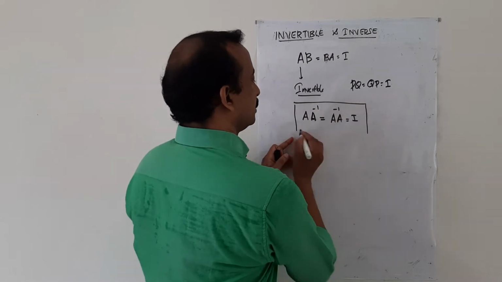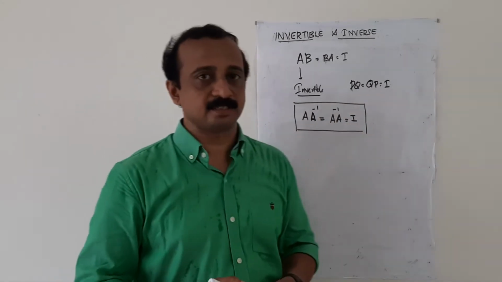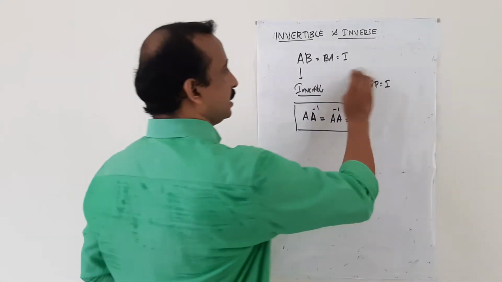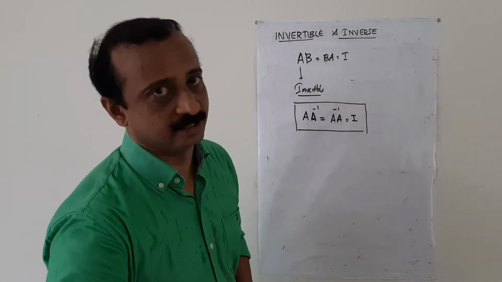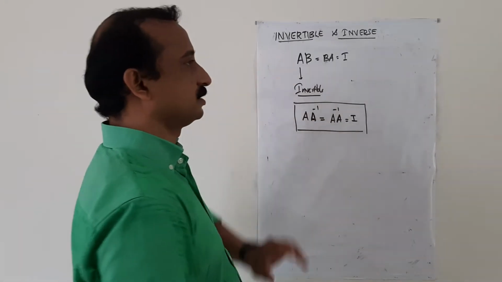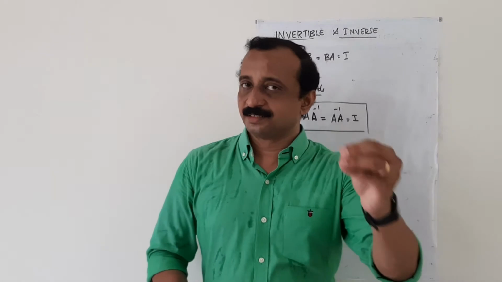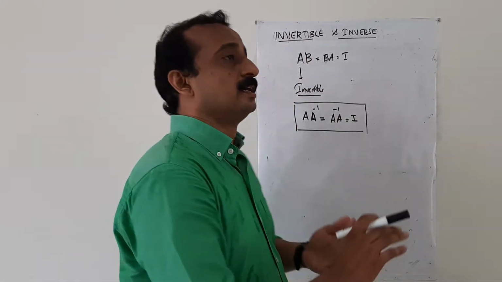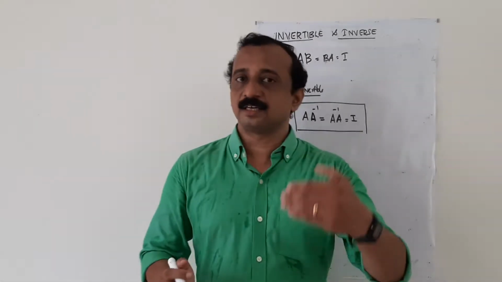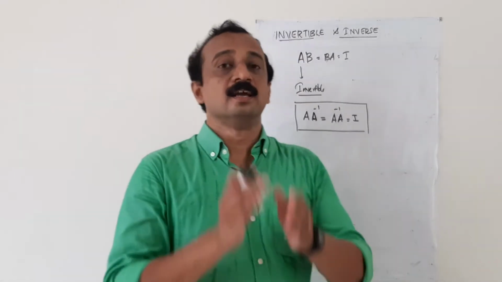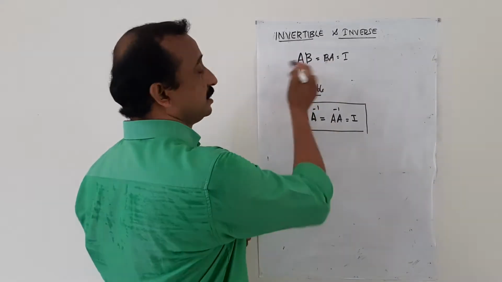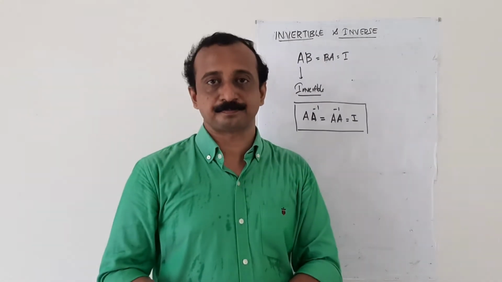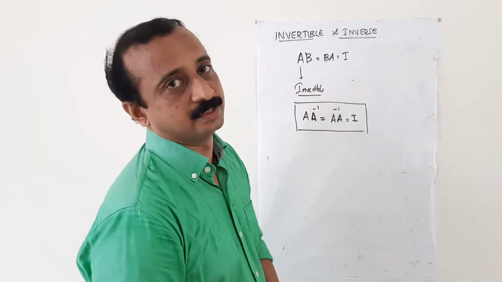That's a very important result. If A is any square matrix, then A into A inverse is equal to A inverse into A is equal to I, the identity matrix. Our first definition says that if A is any square matrix, there exists another square matrix B, which is possible only for a square matrix, such that AB is equal to BA is equal to I. Then A is called an invertible matrix and B is called the inverse of A. Also, A is called the inverse of B.